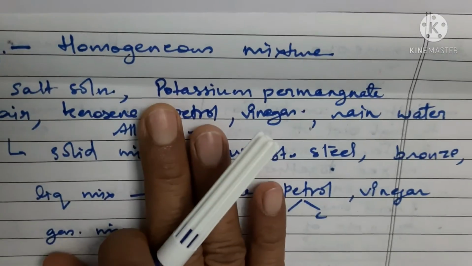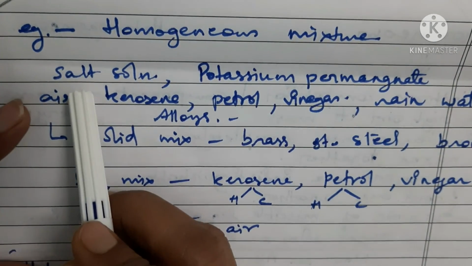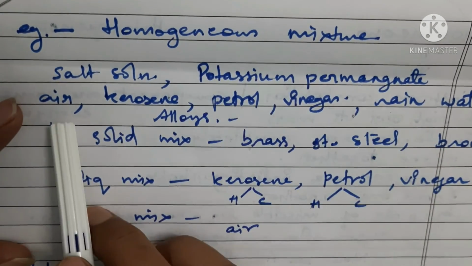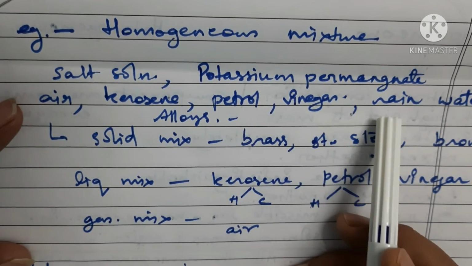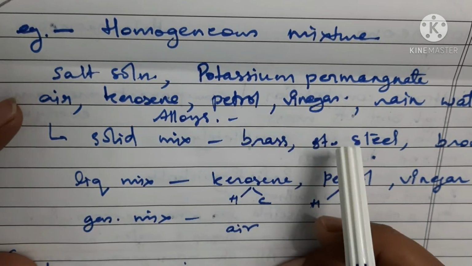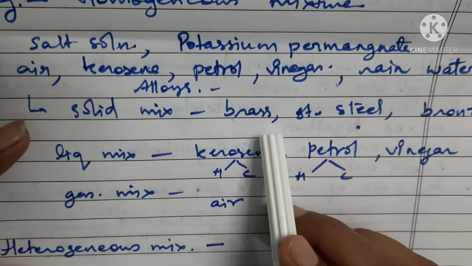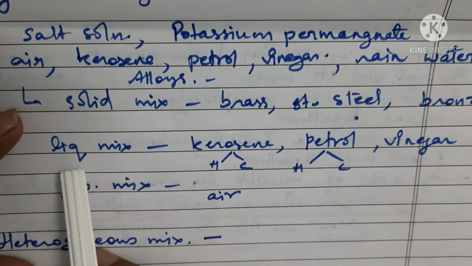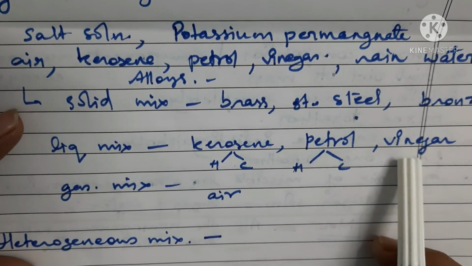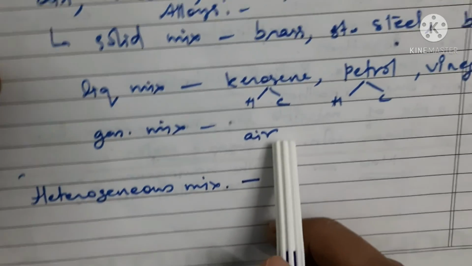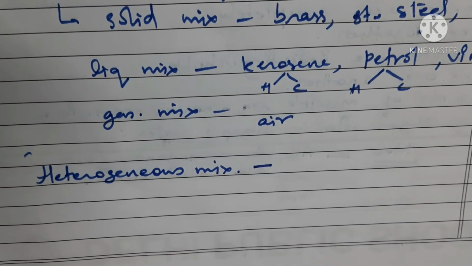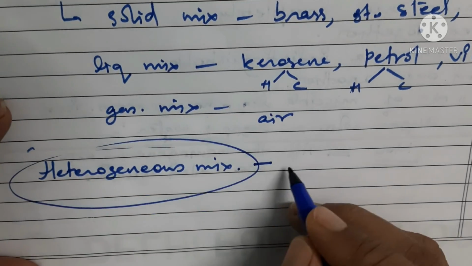Okay, so this is all about homogeneous mixtures. One more thing I would like to tell you is about some more examples of homogeneous mixtures. Homogeneous mixture examples are salt solution, potassium permanganate solution, air, kerosene, petrol, vinegar, rainwater. There are alloys which are homogeneous in nature. Now we can separately divide them. Solid mixtures: brass, stainless steel, bronze. Liquid mixtures: kerosene, petrol, vinegar. Then you have gaseous mixtures such as air. Okay, and the rest we are going to see in heterogeneous mixtures. This we are going to do in our next session.